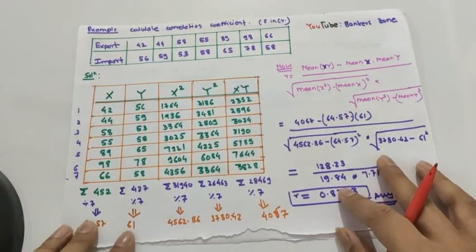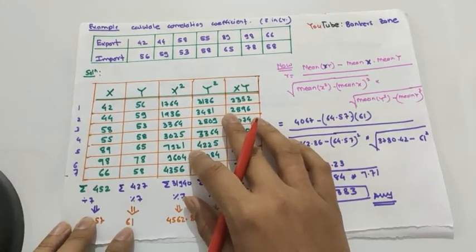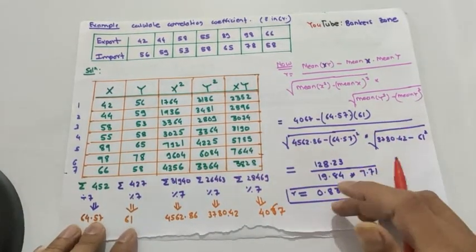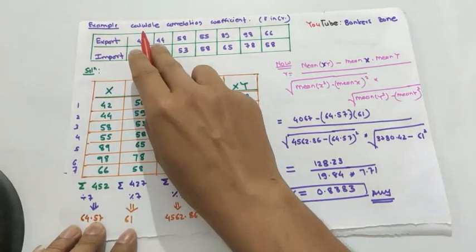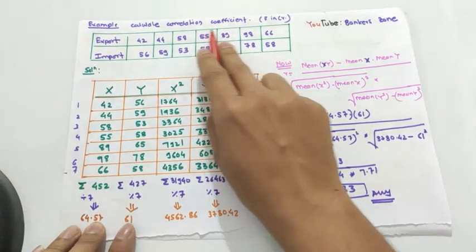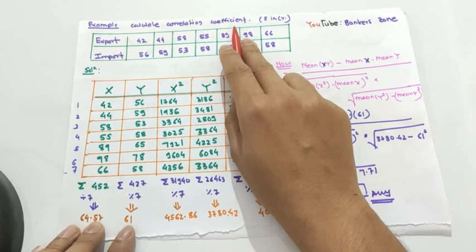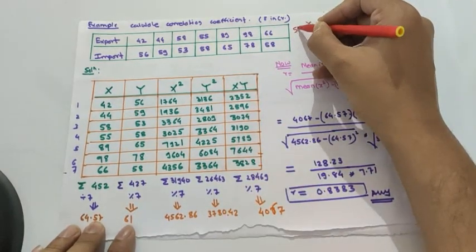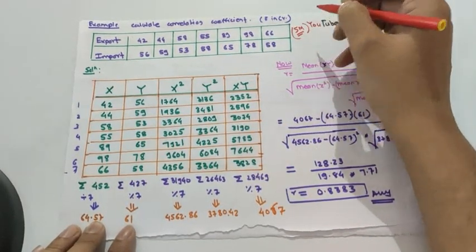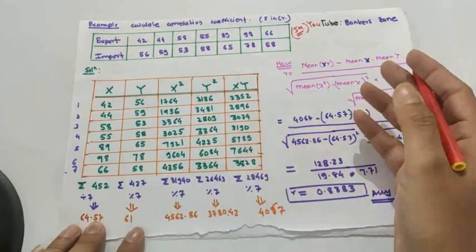See, this is the example given in your Macmillan book. That is a solved numerical. So how to solve that numerical? Friends, they are saying calculate the correlation coefficient. This is an example for your 5 marks question. You may say it is a case study. A case study is nothing but your numerical.